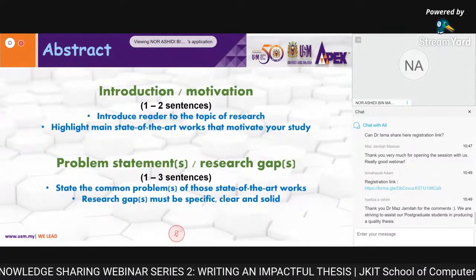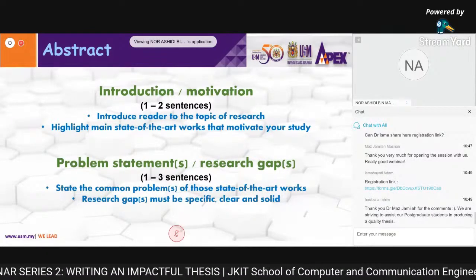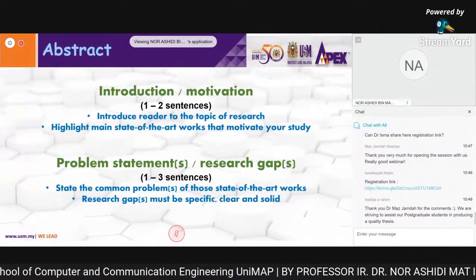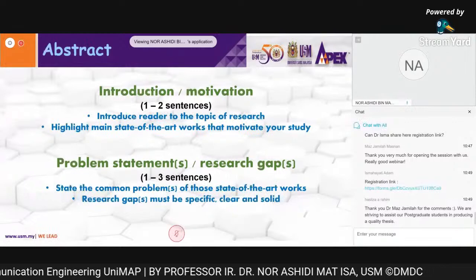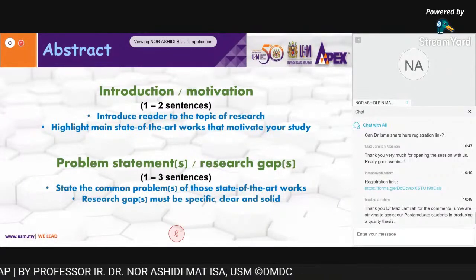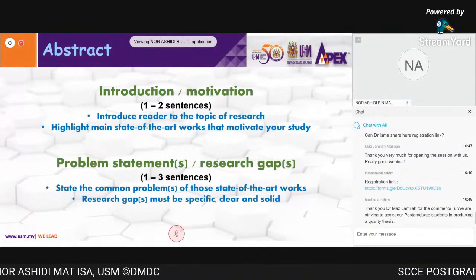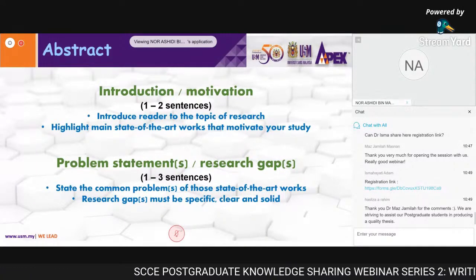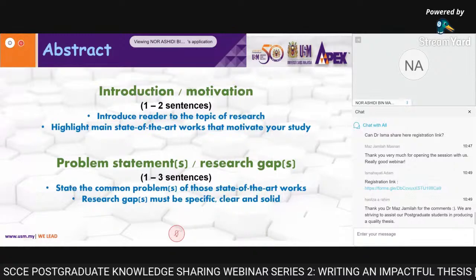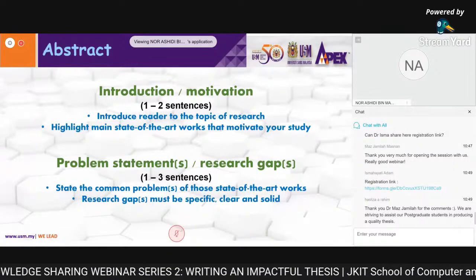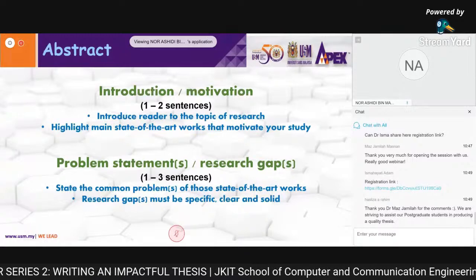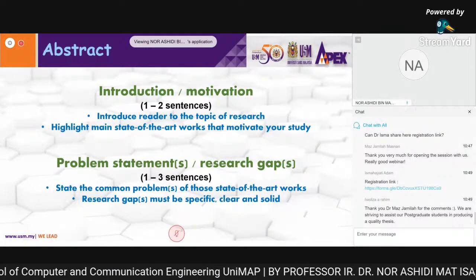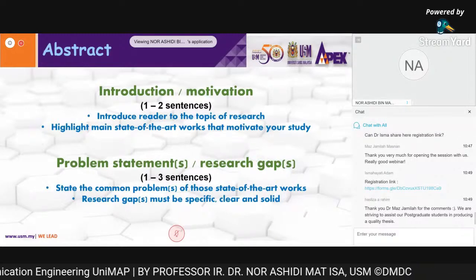So the first problem is that you have a problem with the quality of the image. The second one is the problem of the different shapes, different variations of the nuclear cell, which is difficult for the doctors to identify the types. These two sentences are enough because you want to focus on these two problem statements. So you must be clear about your problem statement.